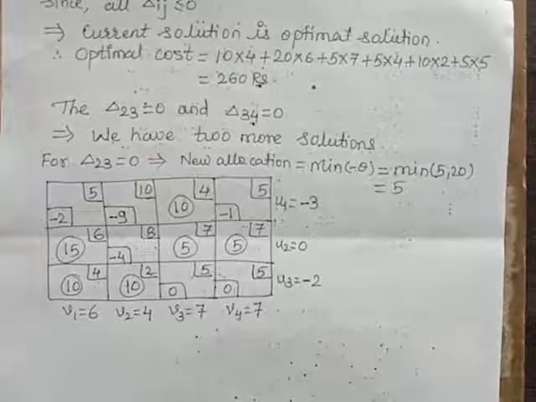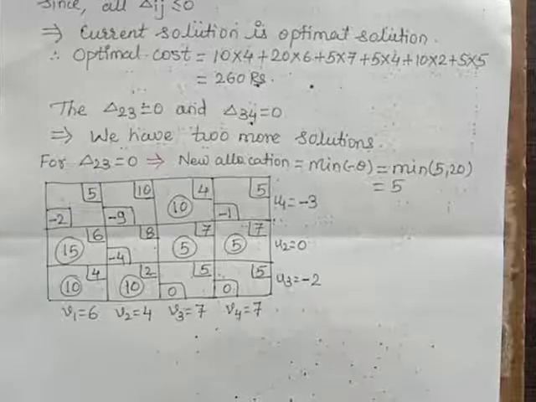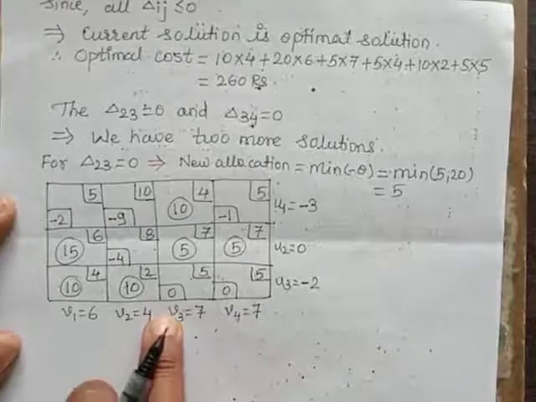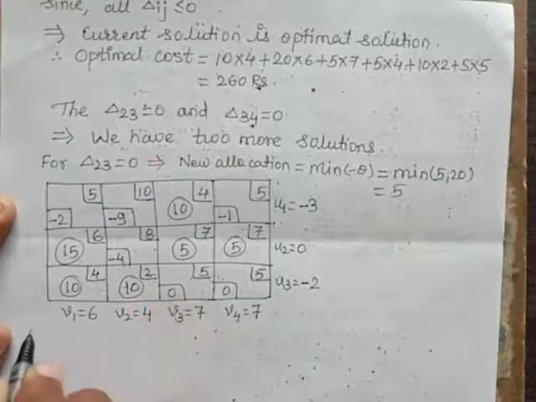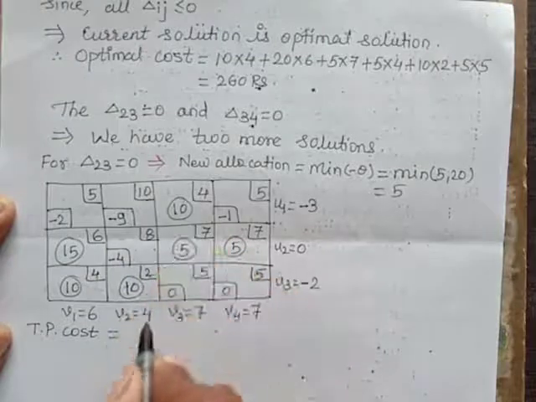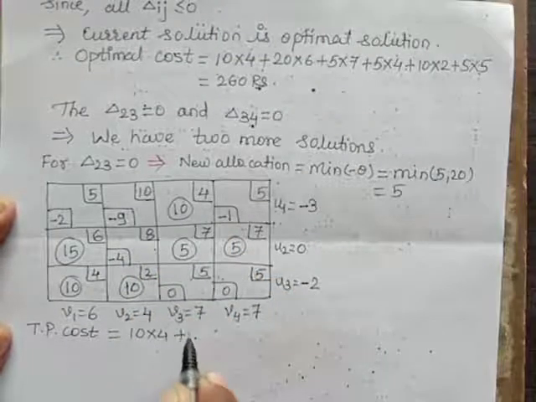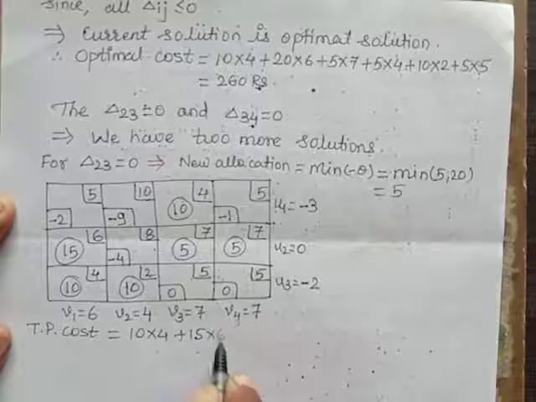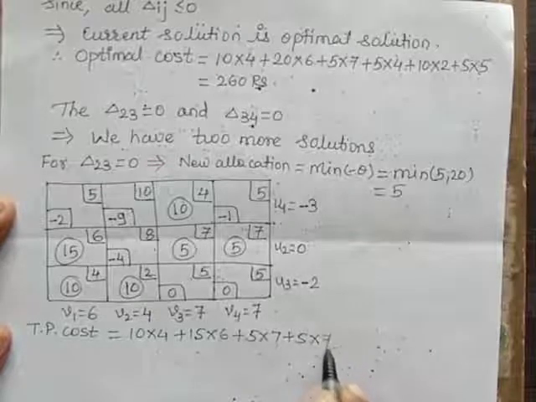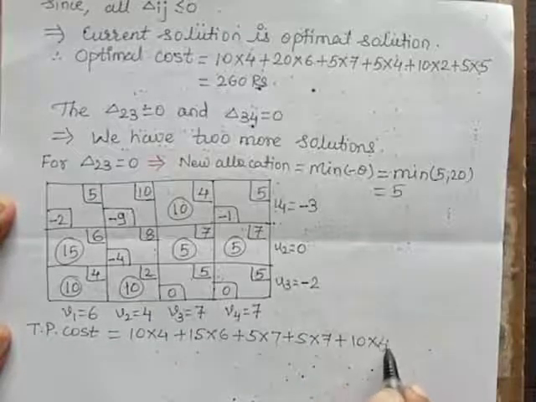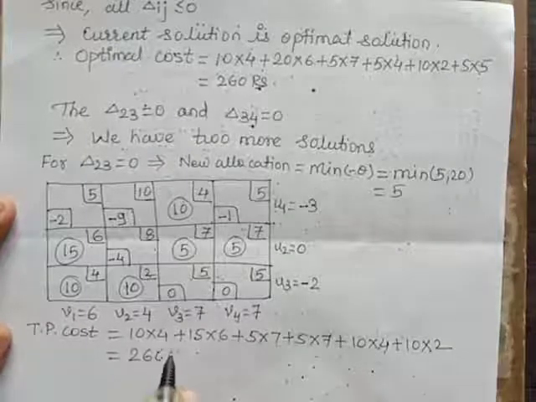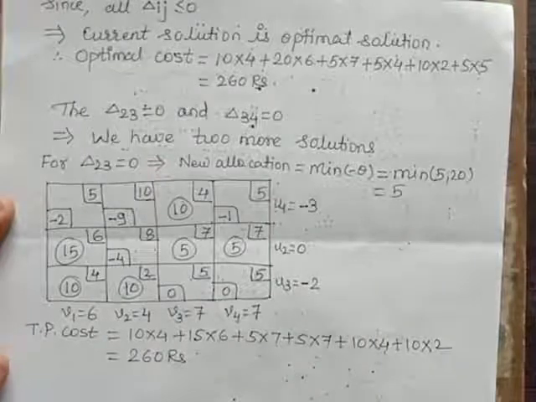we will find out an alternate solution for delta 3 4 equal to 0. This is also an optimal solution. Fine. So now here simply check the TP cost. So let me write the TP cost equal to 10 plus 10 into 40 plus 15 into 6 plus 5 into 7 plus 5 into 7 plus 10 into 4 plus 10 into 2, and you can check it will be 260. I had found it, so it is also 260.